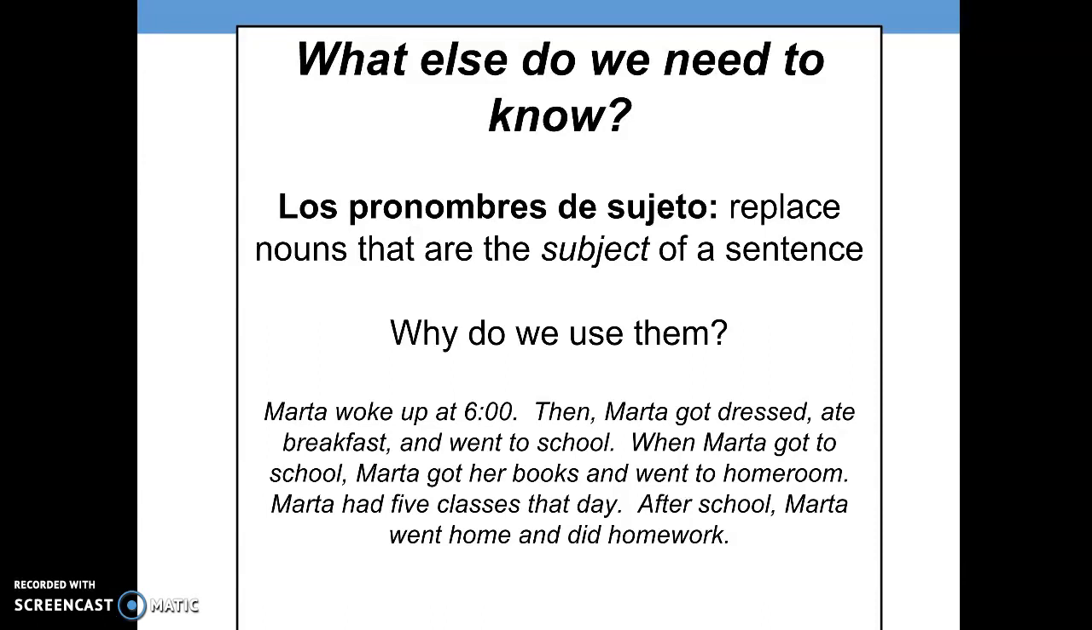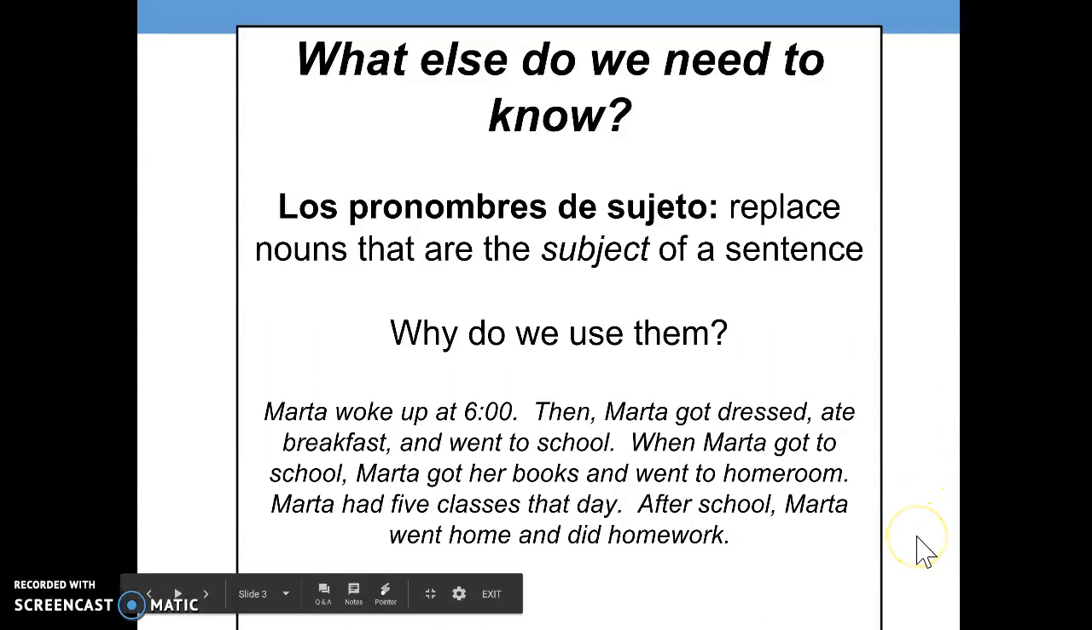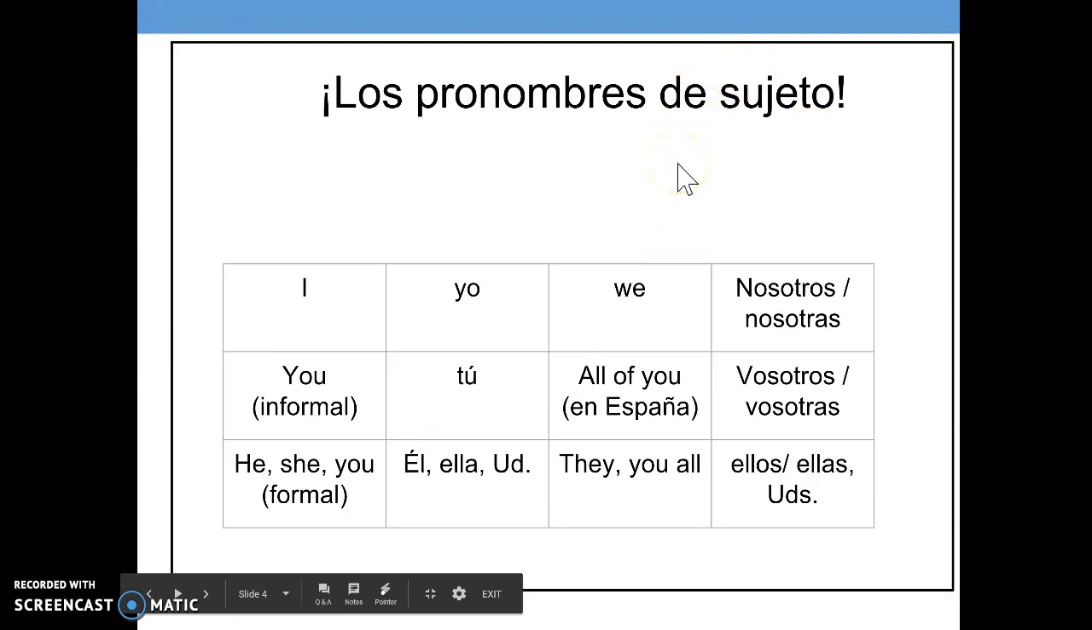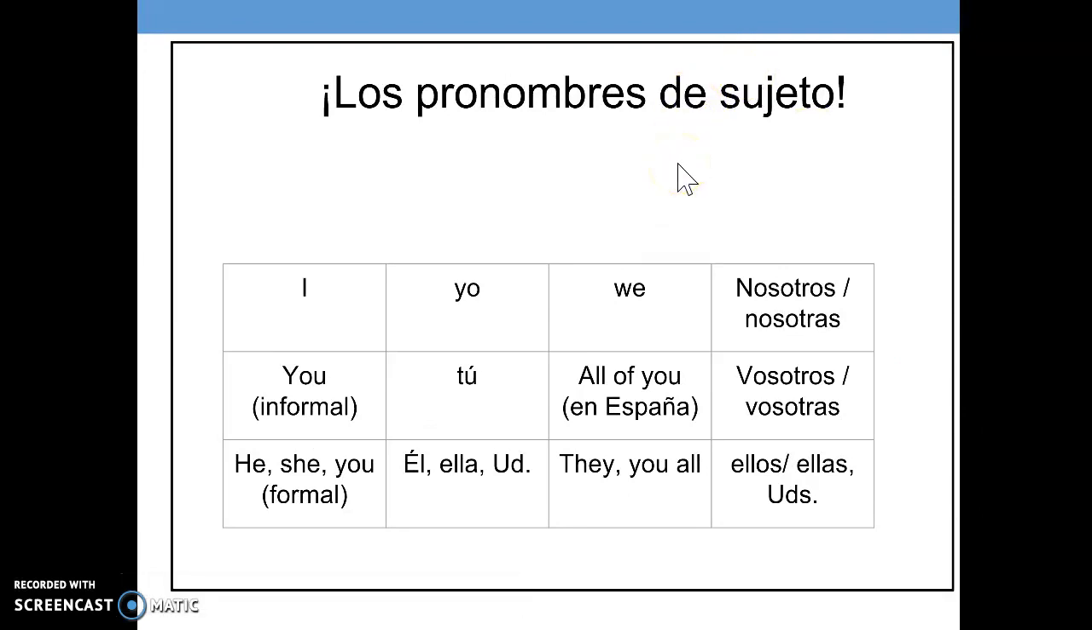Think about what's being repeated, what we can do to maybe change that. Pause the video, write down your answer under why do we use them, and then move on to the next box. In the boxes that are below the 2 lines for why do we use them, you're going to write down both the English and Spanish for subject pronouns, or los pronombres de sujeto. This should serve as a helpful reference chart for you.